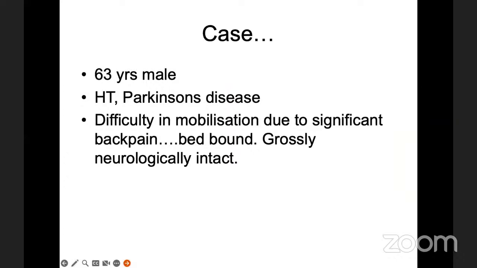Another interesting case: a 63-year-old male, a hypertensive, and a Parkinson's patient. Difficulty in mobilization due to significant back pain. He was bedbound, literally. But on examination in bed, essentially moving lower limbs and everything, exact neurology could not be assessed. But this is someone who was not moving much because of back pain and not getting better in the last 4 to 6 weeks.